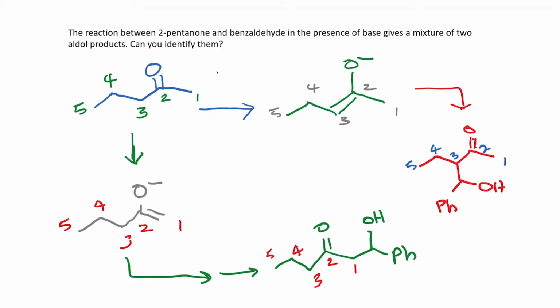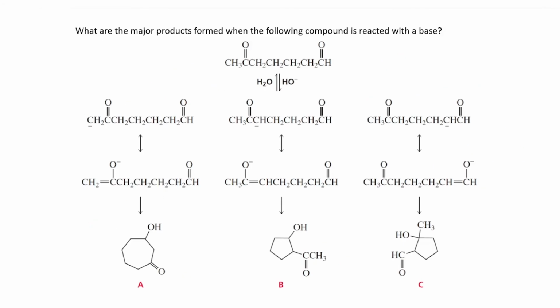The other possibility is that you generate the enolate as shown here, and this enolate can react and give you this product. So this is the mixture of the 2 aldol products that are potentially produced during the reaction of 2-pentanone and benzaldehyde. I might add here that the difference in stability between these two products is not that large, and therefore it's not unreasonable to propose that it's a mixture of these two products. Now to the next question.